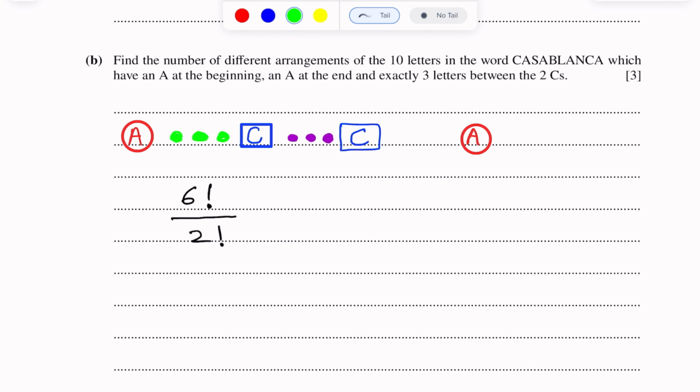Now multiplied by 4 ways. Why have we taken this 4? These are the 4 ways.